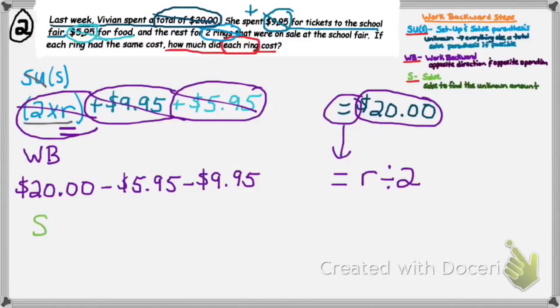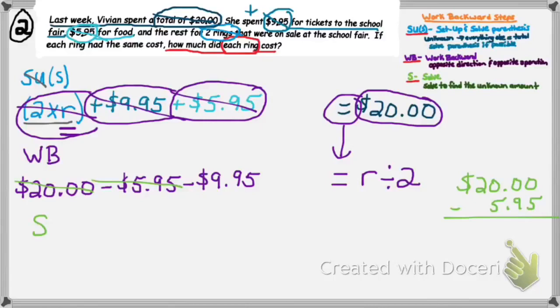I'm ready for my next step, which is the S, or the solve step. I need to solve the work backward to find the unknown amount. Okay, let's do that. So I see $20 minus $5.95. Add, subtract decimals, always straight decimals. Cross out my 20 and my minus $5.95 since I used them.